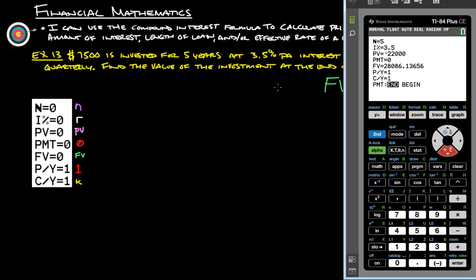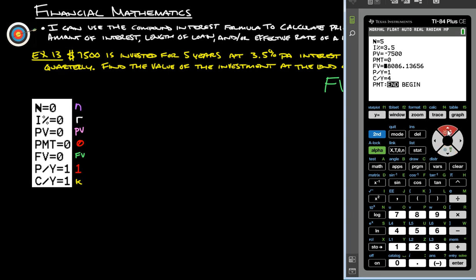Okay, and then what we invested, which is negative 7,500. So we invested 7,500. We had to take it out of our bank account, so we're actually giving up 7,500. That's why it's negative. Payment, we're going to leave alone. We're going to try to calculate what the future value is, so we can leave that alone. Payments per year is always 1. And then compound periods, it's quarterly, so this is going to turn into a 4.